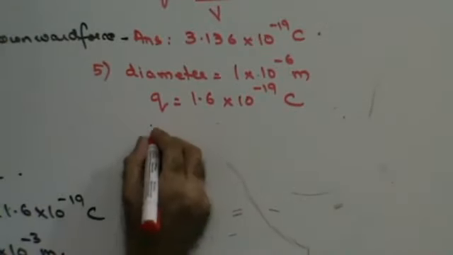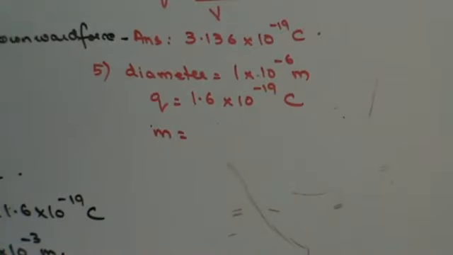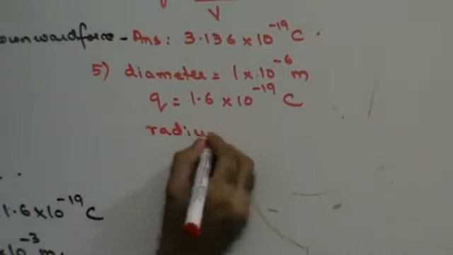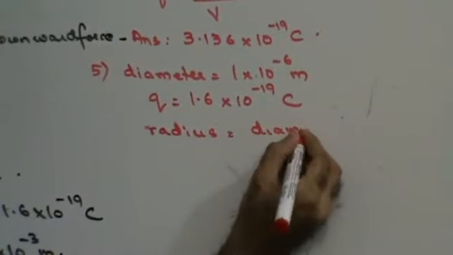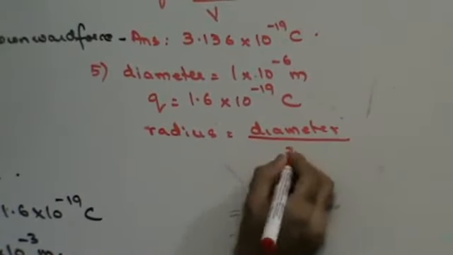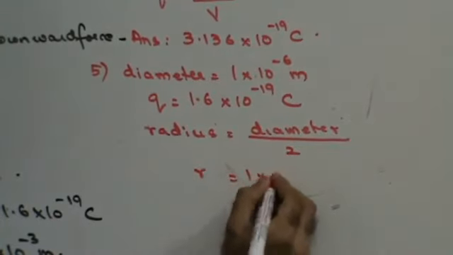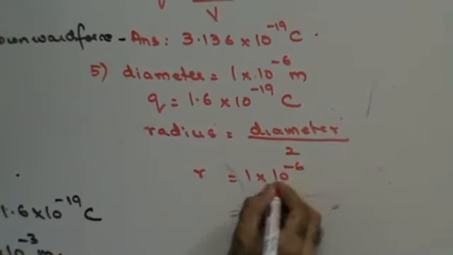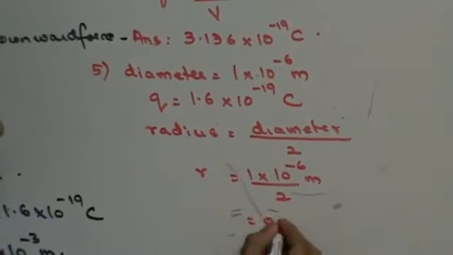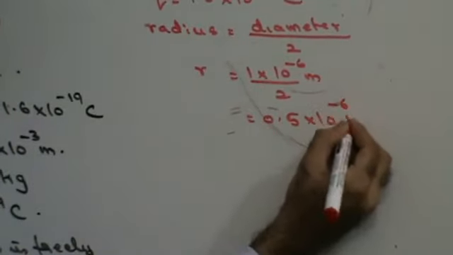The mass of the drop is not given to you. That's all that's given to you. Now, diameter is given, so I can find the radius. Radius is nothing but diameter upon 2. So radius is equal to 1 into 10 raised to minus 6 upon 2 meters, which is nothing but 0.5 into 10 raised to minus 6 meters.